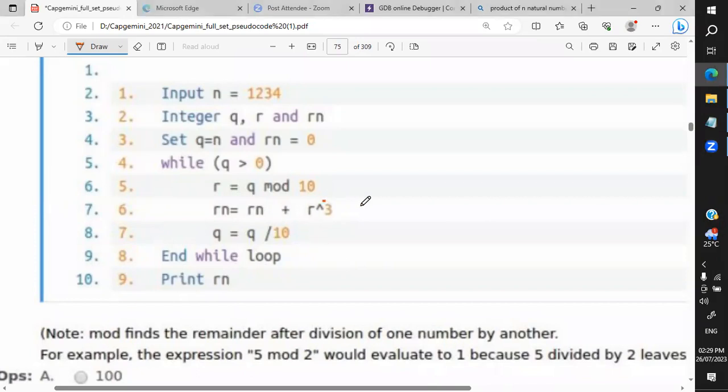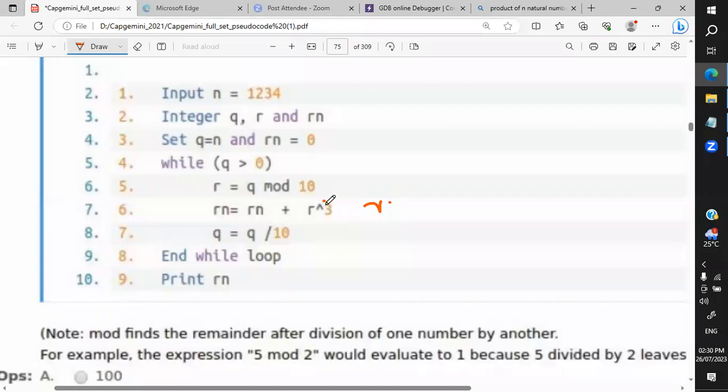It is R power 3. Okay. It is R power 3. It's not R XOR 3. It's power. Okay. Consider R power 3. Okay. Got it. 100 is the answer.